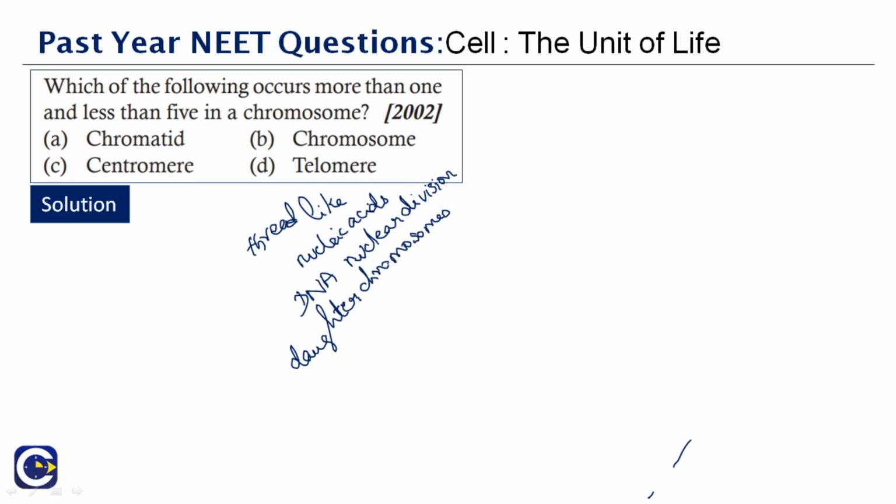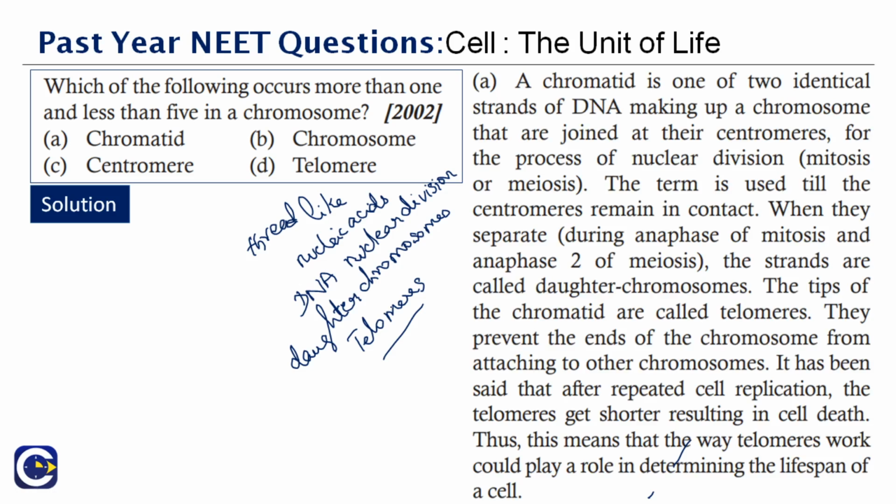Now, the tips of the chromatid, you call them telomeres. Right. Now, what is a unique feature about these telomeres is, when they undergo continuous or repeated cell replication, these telomeres tend to die. That is, they get shorter and shorter as the replication goes, and at one point of time they vanish. So this actually determines the lifespan of the cell. So this chromatid is very important, and thereby it is understood this occurs more than 1 but less than 5 in a chromosome. Now you understand the correct option here is option A.